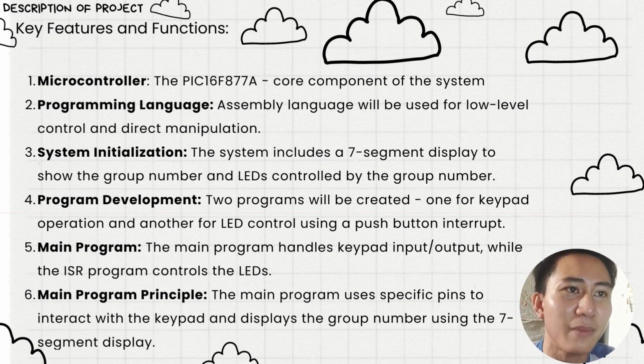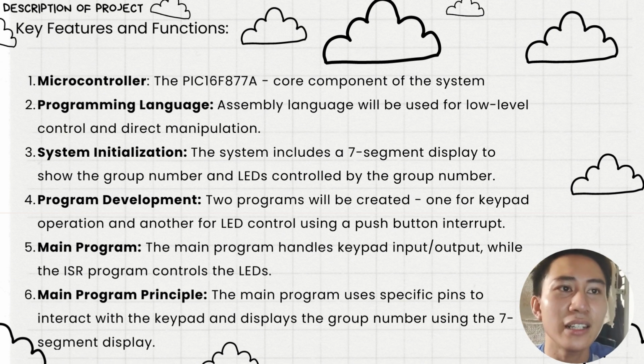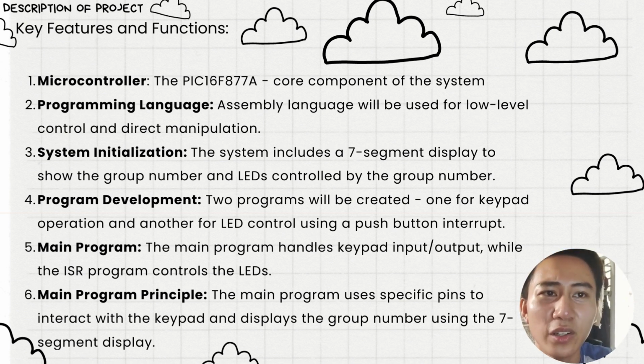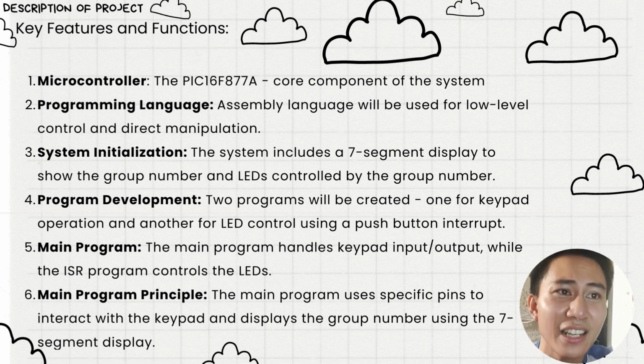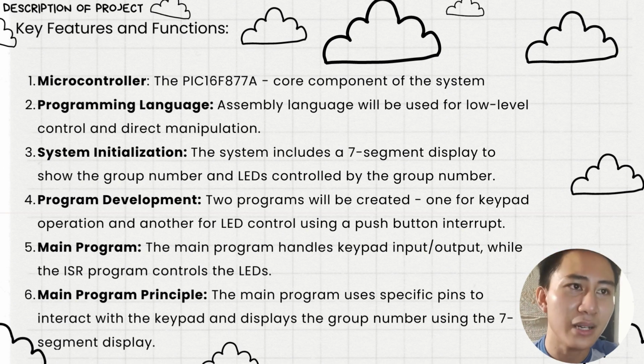There are 6 main parts. The first one is the microcontroller. It is the core component of our system. The second one is the assembly language, the programming language. It will be used for low-level control and direct manipulation of the system. The third one is the system initialization. This includes the 7-segment display to show the group number and the LED, which are controlled by the group number. The fourth one is the program development.